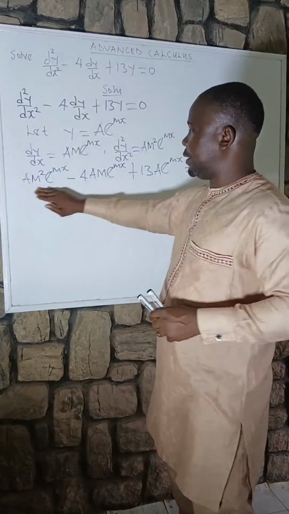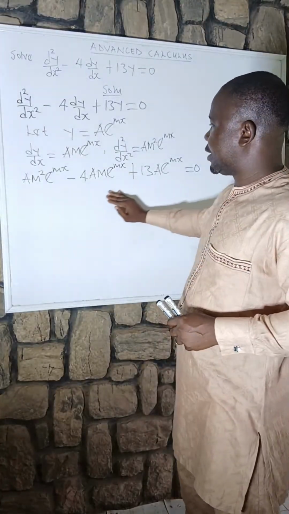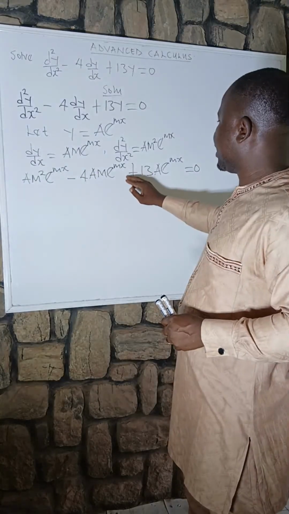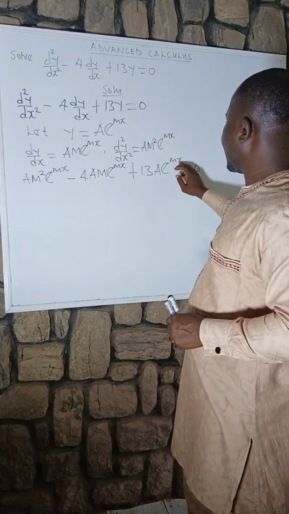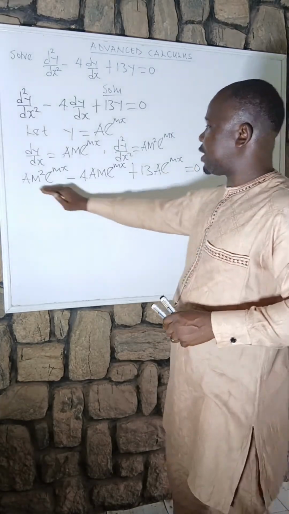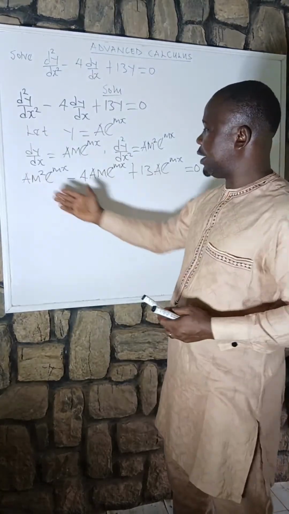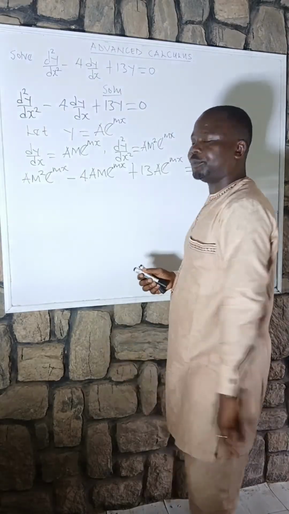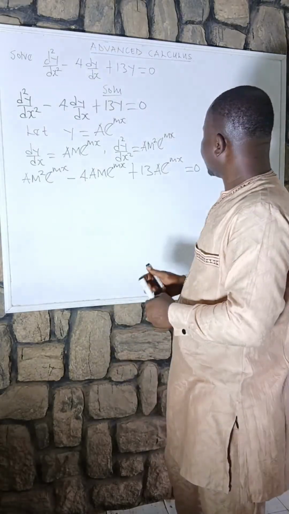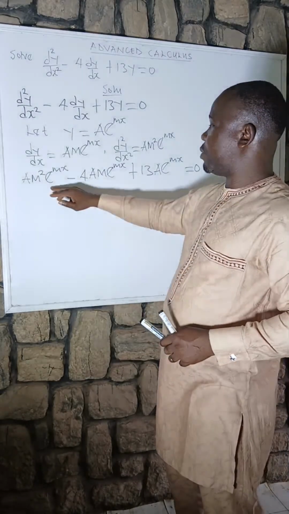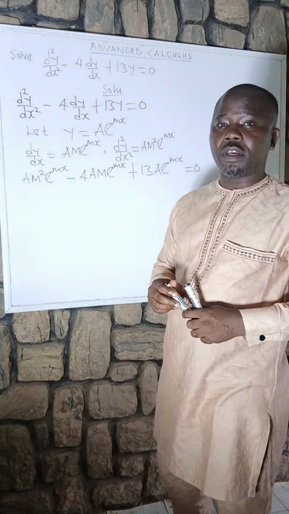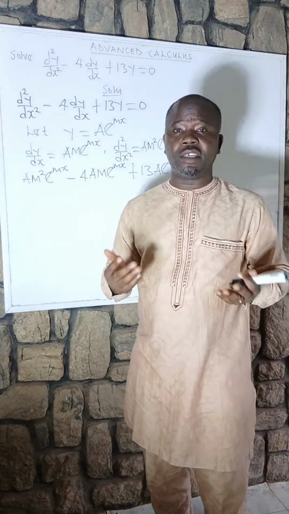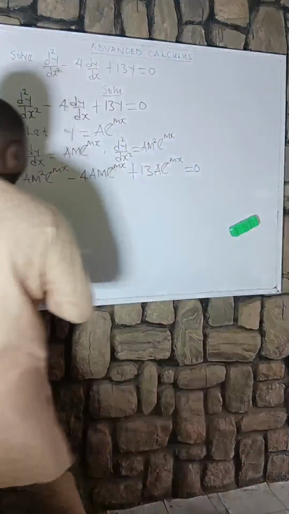So look at this equation. We have am squared e^(mx) minus 4am e^(mx) plus 13a e^(mx) equals 0. Just ask yourself what is common here. Look at the left hand side. Something is common. Can somebody tell us? I can see that a e^(mx) is common, true or false? So we have to factor it out in order for us to obtain our auxiliary equation. Is that clear?